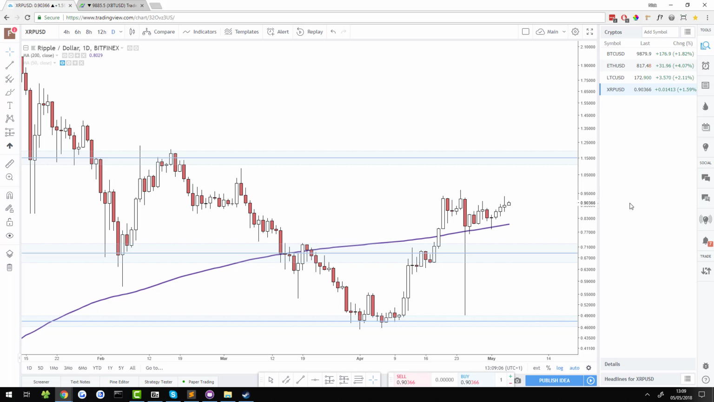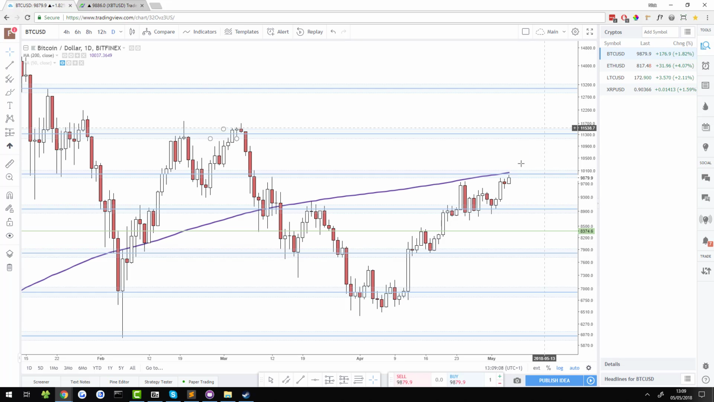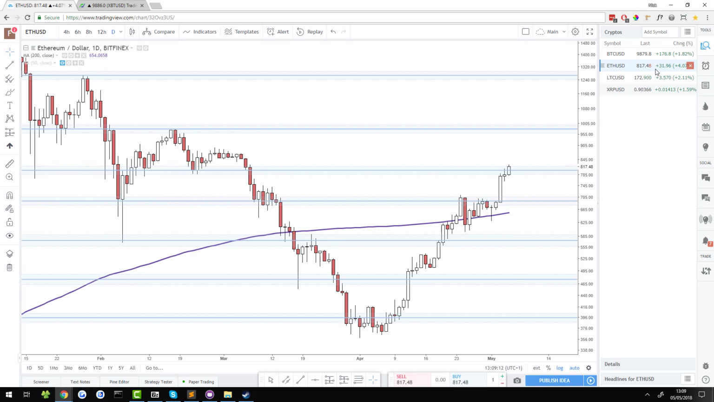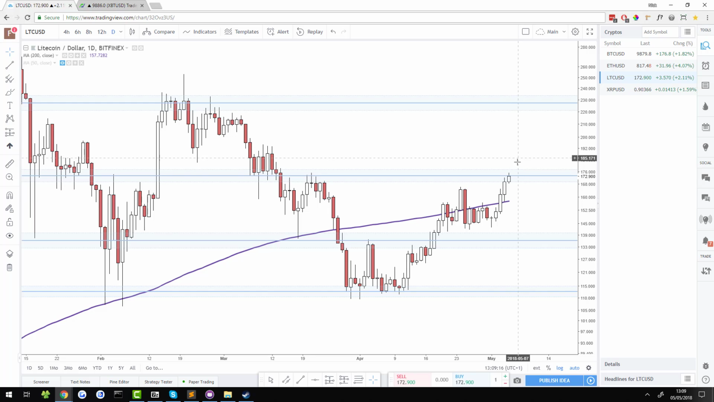Well, that wraps things up for the crypto analysis for this week. Keep a close eye on BTC USD for breaks above 10,000, and keep a close eye on Ether USD and LTC USD for breaks above the current resistance areas and pullbacks to those resistance areas for continuation trades.